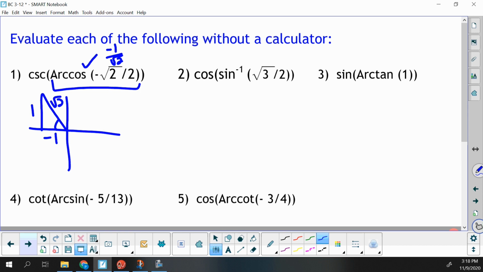All right, we've done the middle now. Now that you have your triangle set up, now you just do cosecant. Well, cosecant is the reciprocal of sine, so that's hypotenuse over opposite. If you do your hypotenuse over your opposite, that's square root of 2 over 1, which is just square root of 2.